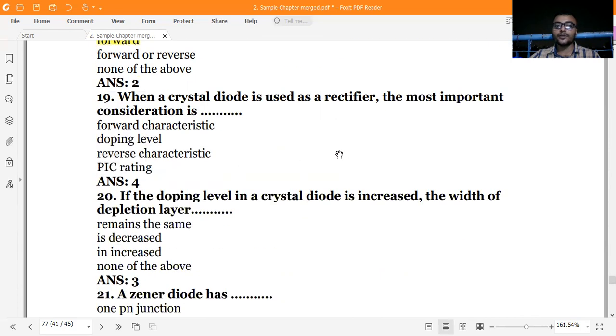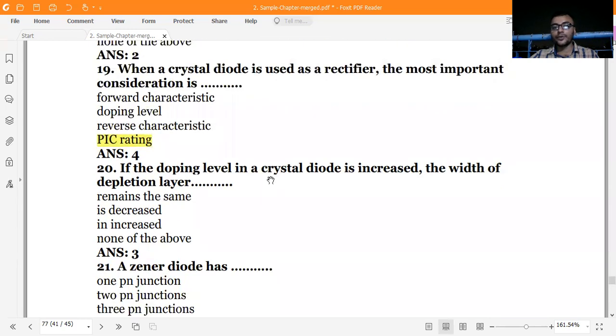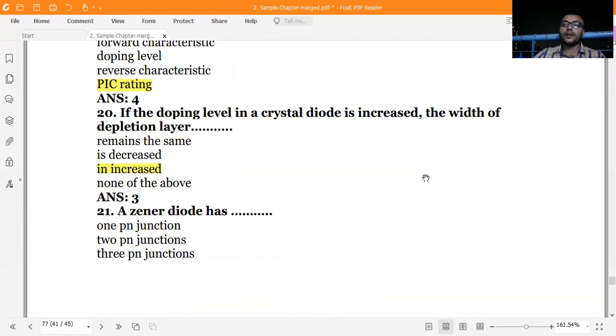When a crystal diode is used as a rectifier, the most important consideration is the PIV rating, the peak inverse voltage rating. If the doping level in the crystal is increased, the width will also change. The doping level is a very essential consideration.